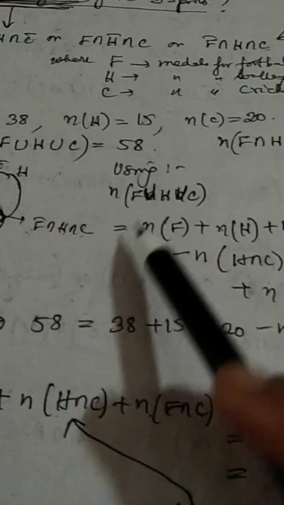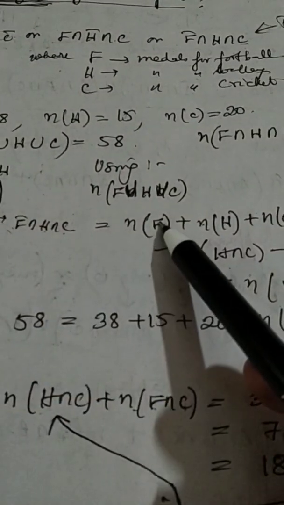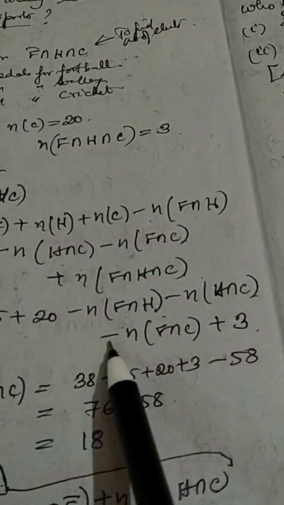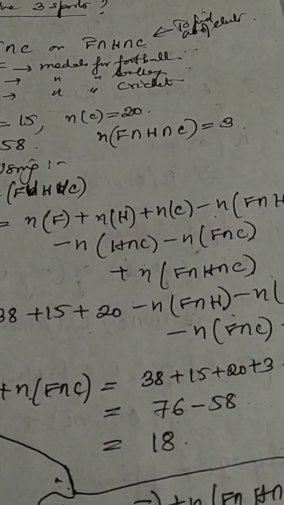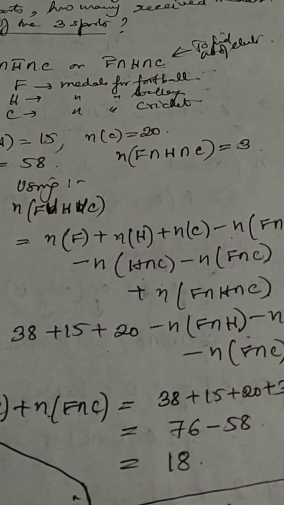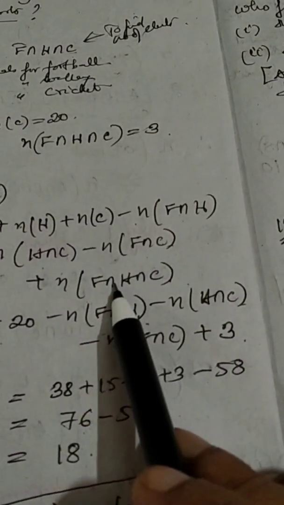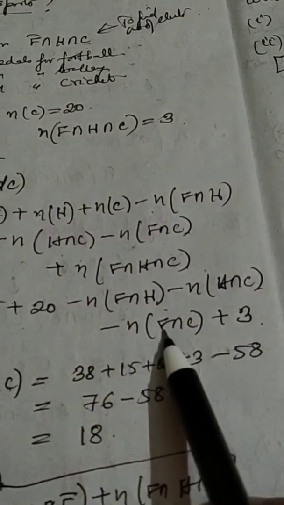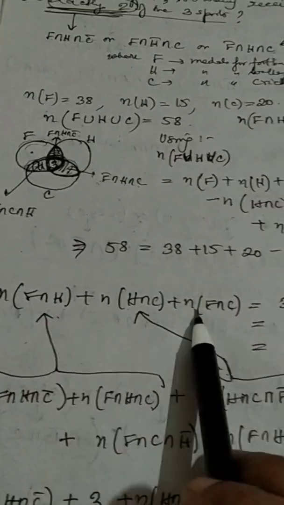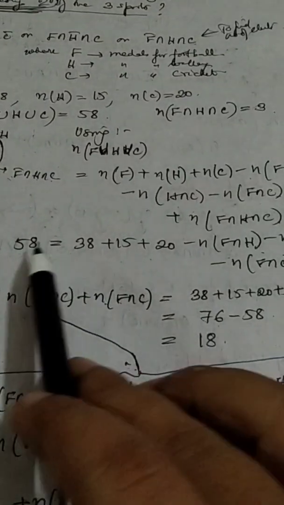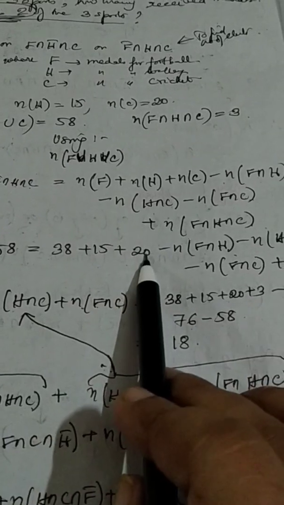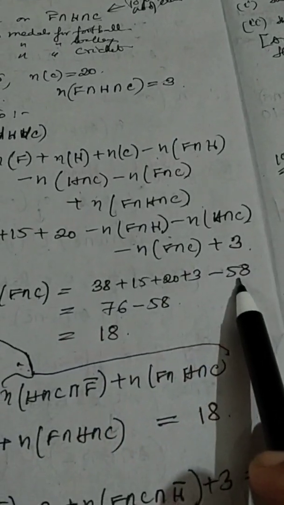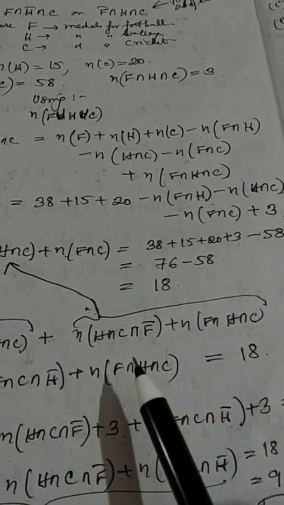Putting the values now, this is 58 known to me, this is 38, this is 15, this is 20. This part is not known to me, the pairwise terms. It's not given in the data in the question. And this last term is known as 3. So making these 3 the subject, what do you get? 38 plus 15 plus 20 plus 3 minus 58. So this 76 minus 58 gives you 18.